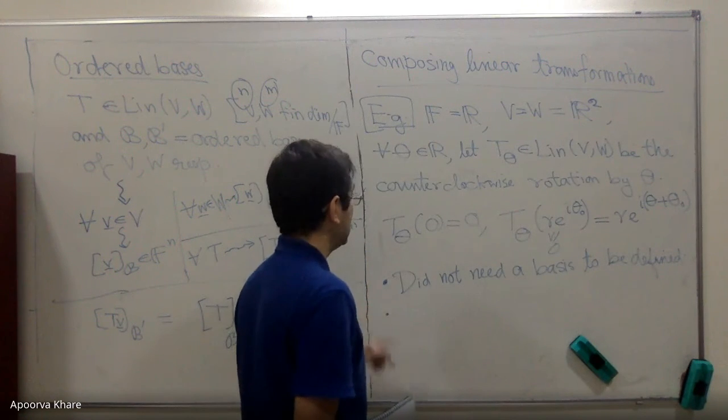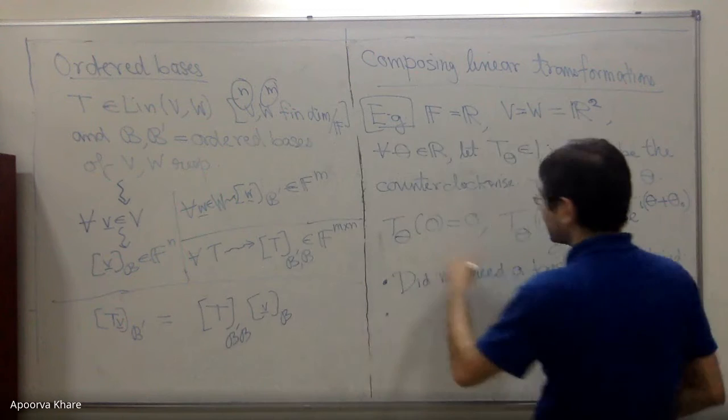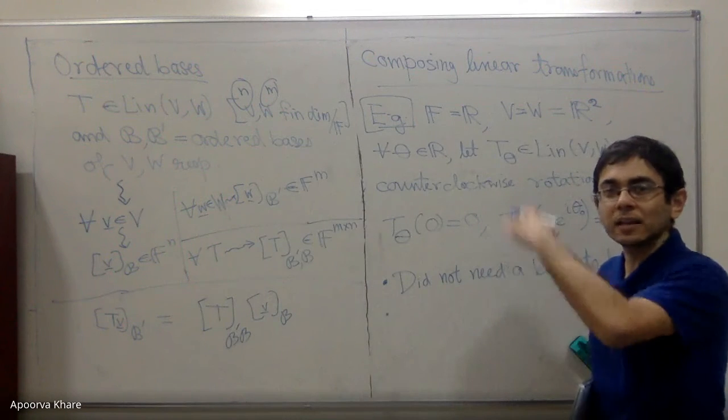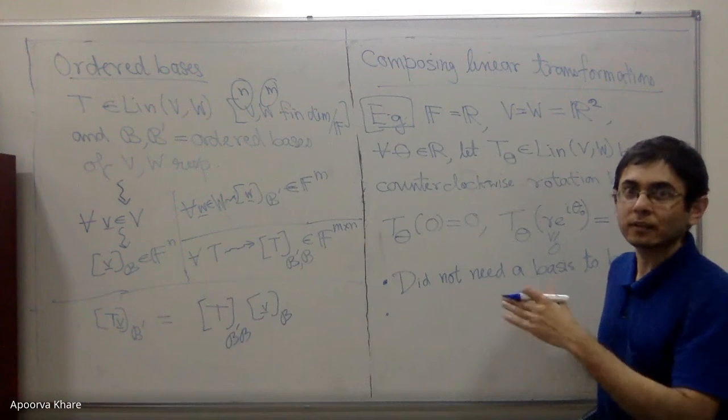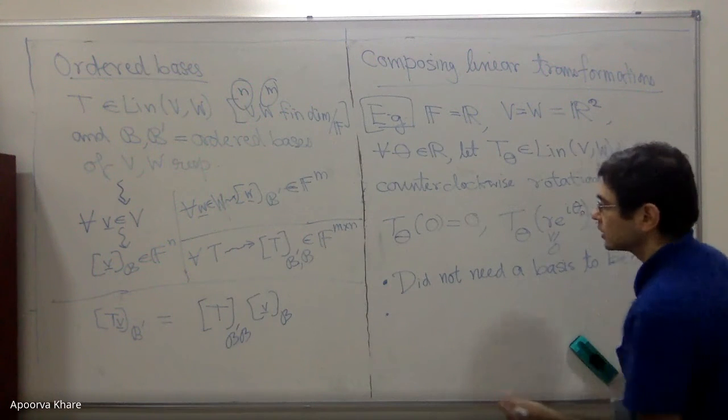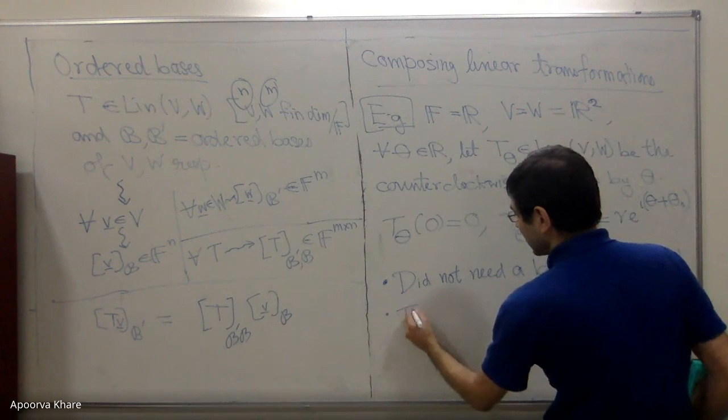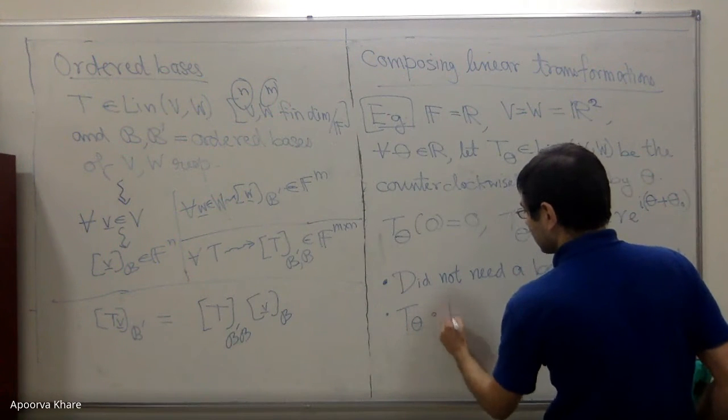But now, secondly, suppose I rotate by say 90 degrees and I again rotate by 45 degrees. Then what have I done? I have rotated by 135 degrees. Right? So what we are saying also is that these maps satisfy T_theta composed. Sorry.